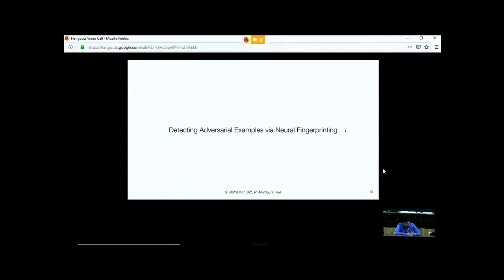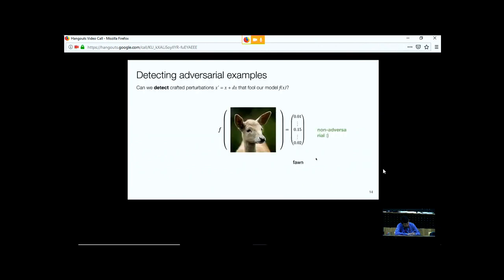So the second work I want to discuss is called Detecting Adversarial Examples via Neural Fingerprinting. Let's go back to our fawn example. Now the question is, if an adversary is going to purposely find a dx to construct an x prime that's going to fool our model, can we detect that? For example, let's take our fawn picture here. What I would want is an algorithm that says, okay, this is what you say about this image. You say it's a fawn, and then we conclude it's not adversarial.